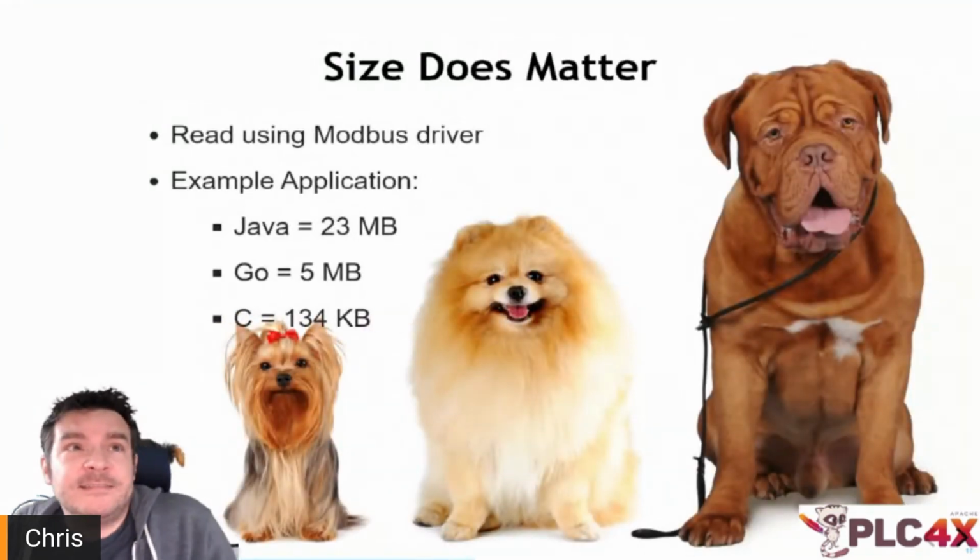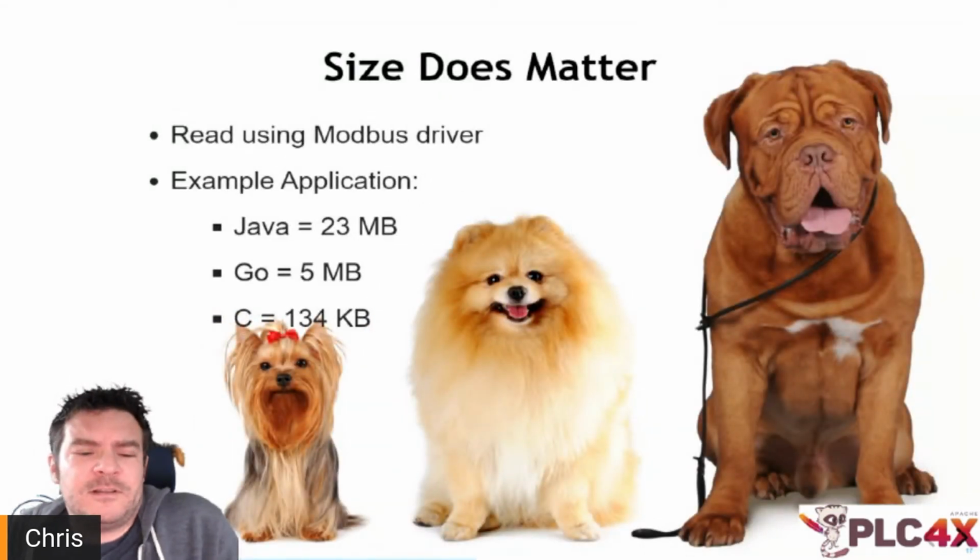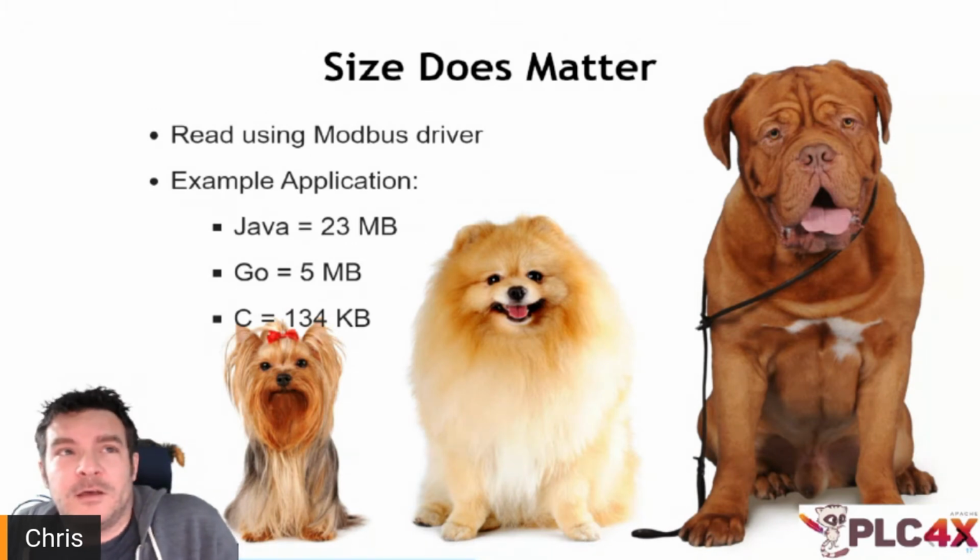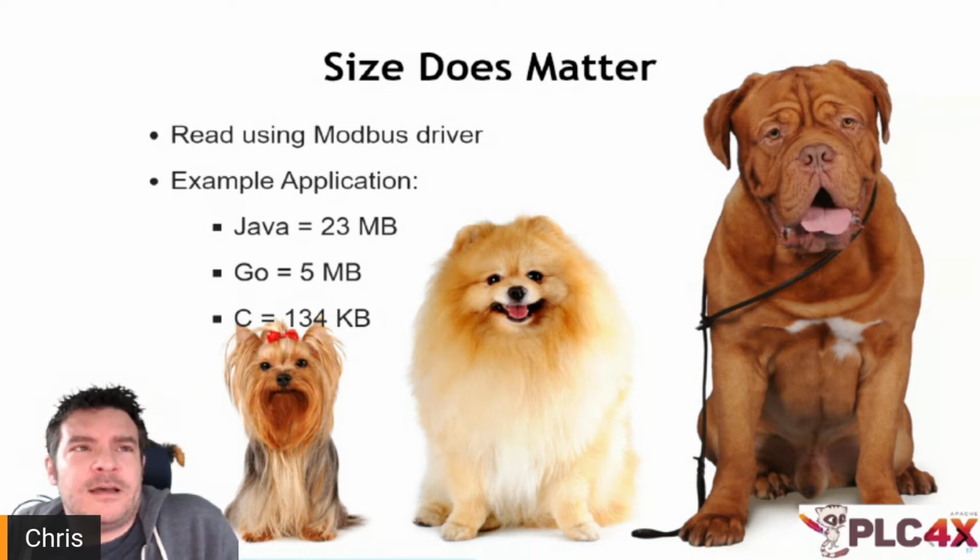And talking about sizes, well, this is an example of a little application that just reads data using our Modbus driver. The Java application, well, it sums up at 23 megabytes. That's not a problem if you're working on a normal server or a PC. But yeah, I think you can imagine as soon as you start going smaller, that might become a problem. That's where Go comes in. So if you're talking about Raspberry Pi-sized devices, I think Go is a much better fit. It's just a lot smaller, and yeah, well, you've got more room to do fun stuff on the device. But sometimes even that isn't enough.